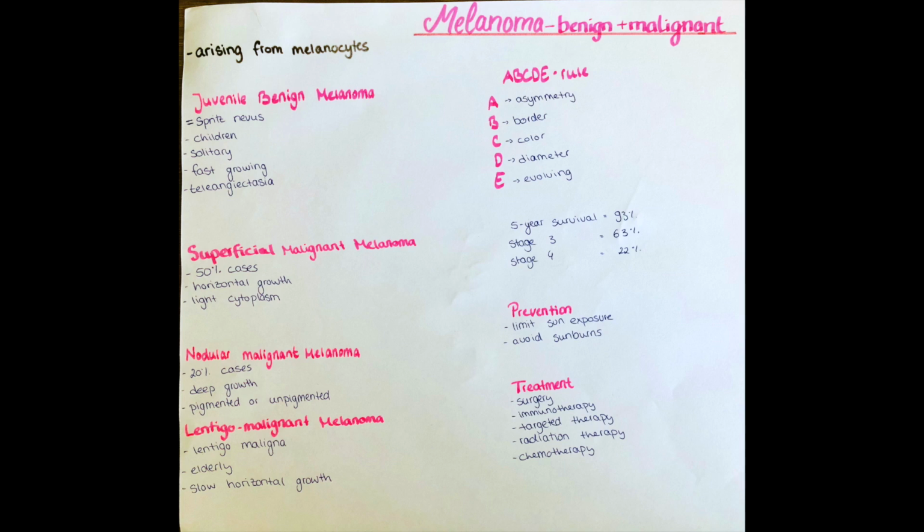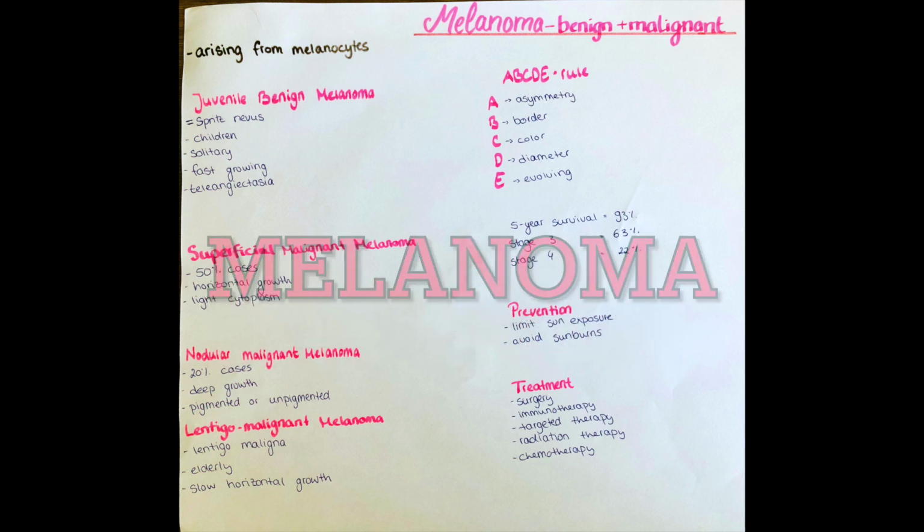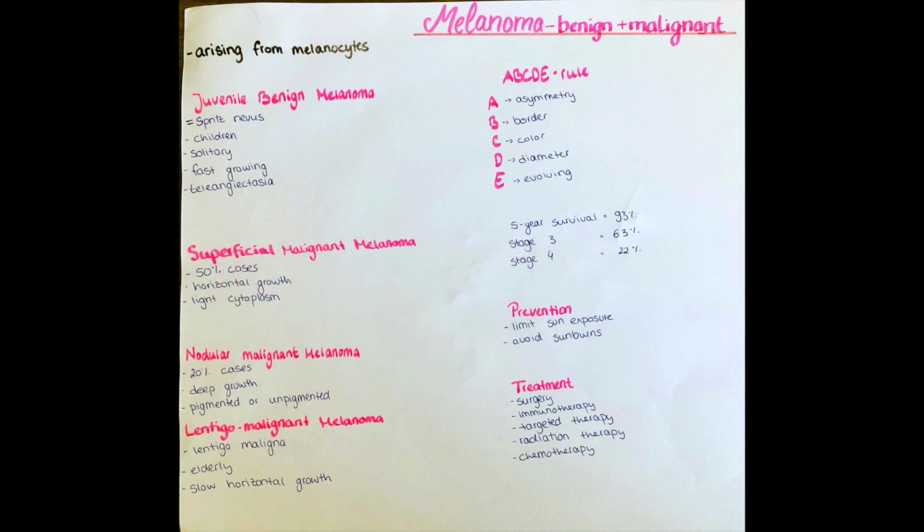My name is Victoria, and in today's video we will talk about melanoma. It is a type of cancer that arises from the melanocytes. The melanocytes are found in the basal cell layer of the epidermis and are those cells that produce melanin, which makes us appear tanned and determines our eye and hair color.